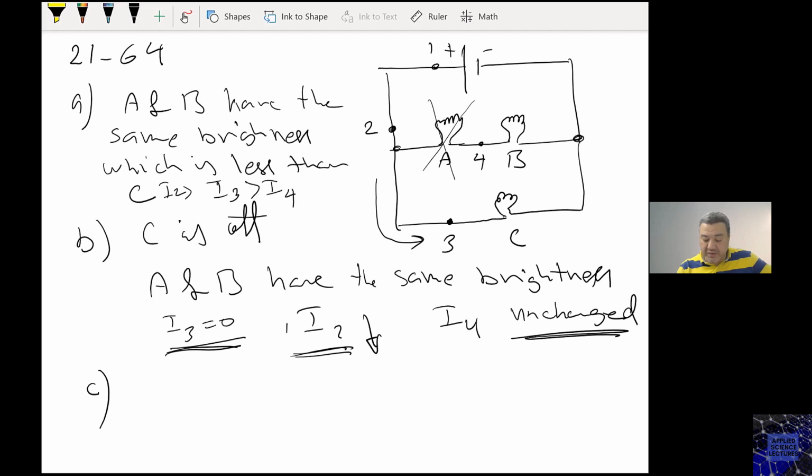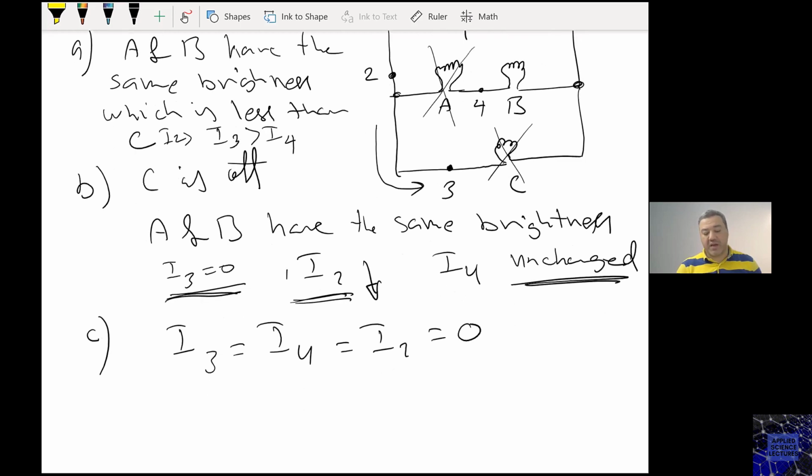So if this is unscrewed and this is unscrewed, in this case, I have broken the circuit from both branches here. And the current I3 equals I4 equals I2 equals 0. There's no way the current is going to make a closed circuit here. All bulbs will be off because I have broken the circuits. So all are switched off.